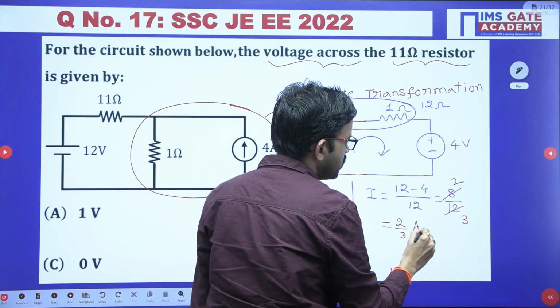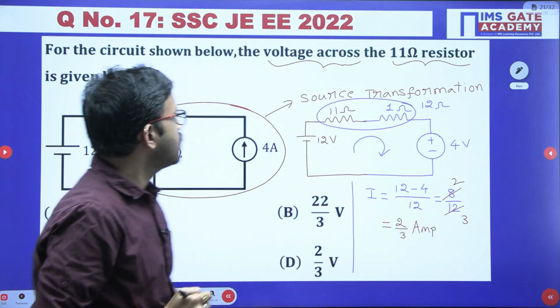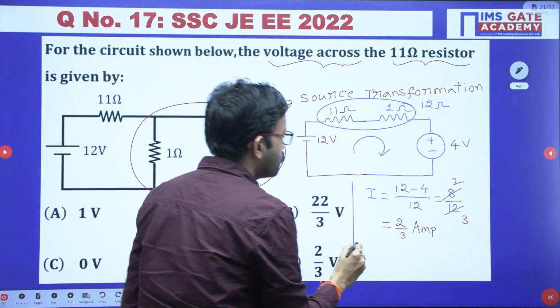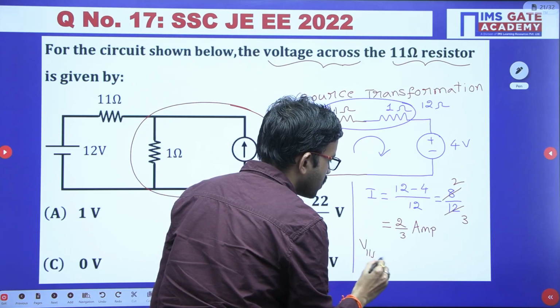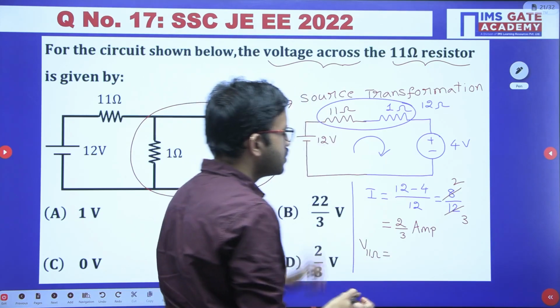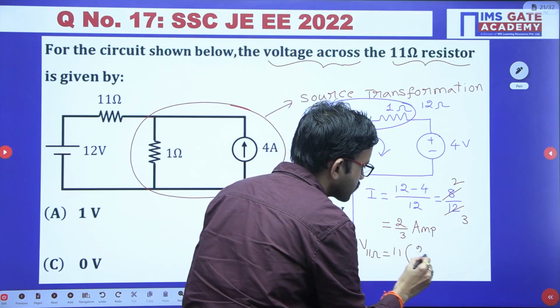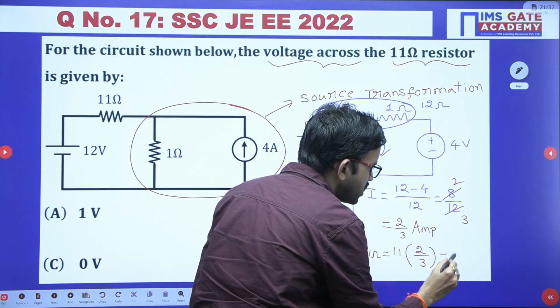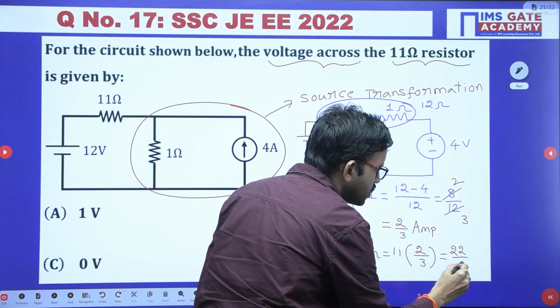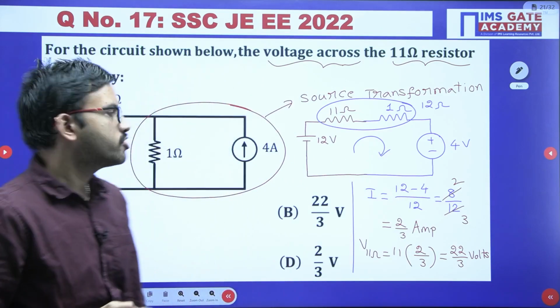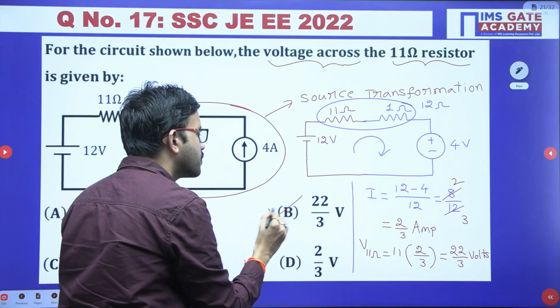2 by 3 ampere. Okay, now in this question they are asking voltage across 11 ohm resistor, right? So voltage across 11 ohm is equal to resistor value 11 into current value 2 by 3. So 11 2s are 22 divided by 3, units are volts. 22 by 3 you are having in option.